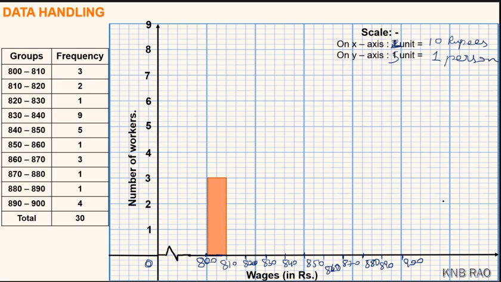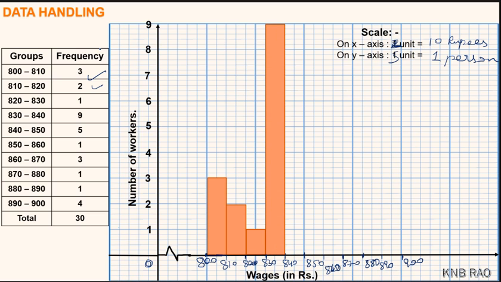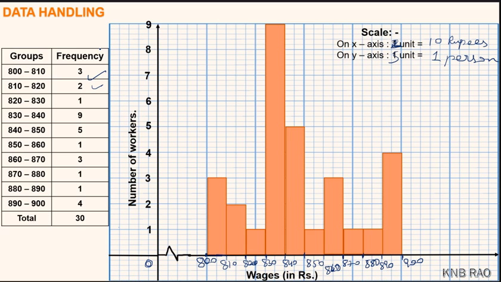So I am drawing first 800 to 810. I have got 3 people, then 810 to 820 I have got 2 people, 820 to 830 1, whereas 830 to 840 9 members, 840 to 850 5 members, 850 to 860 again 1, 860 to 870 3, 870 to 880 I have 1, 880 to 890 1 person, 890 to 900 I have got 4 people. This is how I drew a histogram.